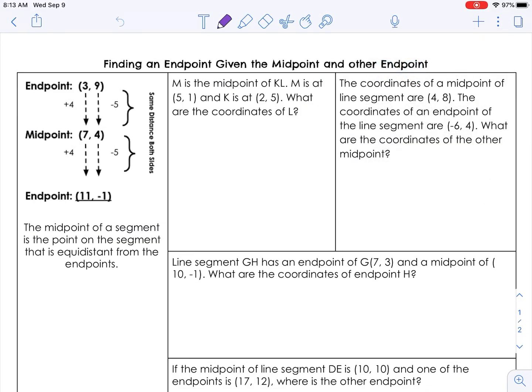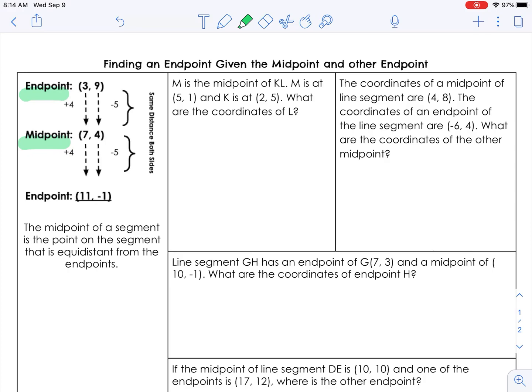All right, today we're going to learn about finding an endpoint if we are given the midpoint and the other endpoint. So yesterday we learned about the midpoint. Yesterday they would have given us both of the endpoints and we would have found the halfway point in between. Today is slightly different. Today we are going to be given the endpoint and the midpoint, and we need to find where the other endpoint is. It is the same distance from both sides.